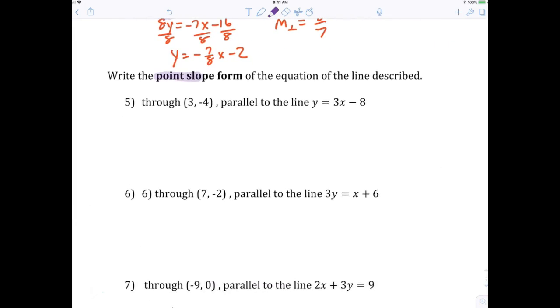Highlight point slope form. Simple, simple, simple. Your form is this. y minus y1 equals m times x minus x1.